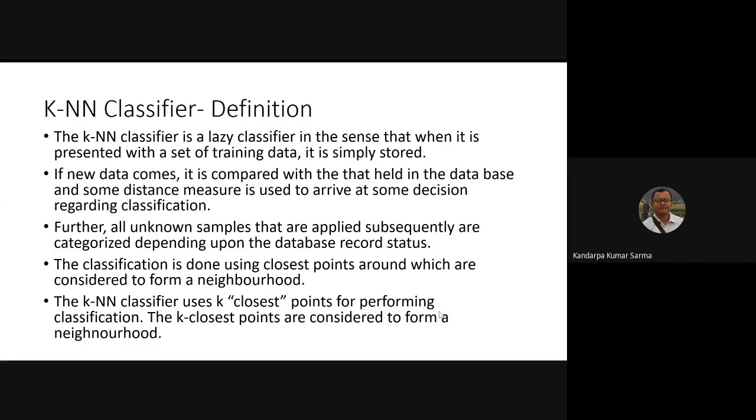Further, all unknown samples that are used subsequently are categorized depending upon the database record status. The classification is done by the use of the closest points, which are considered to form a neighborhood. The k nearest neighbor classifier uses k closest points for performing classification. The k closest points are considered to form a neighborhood. So from that the term k nearest neighbor classifier comes.